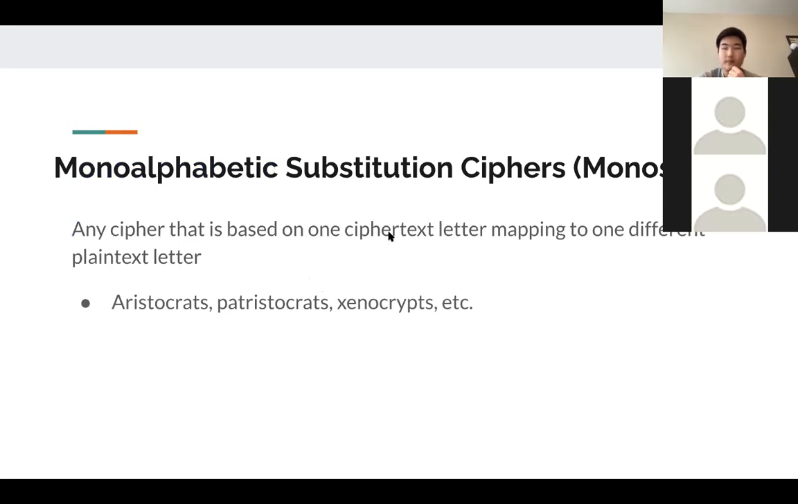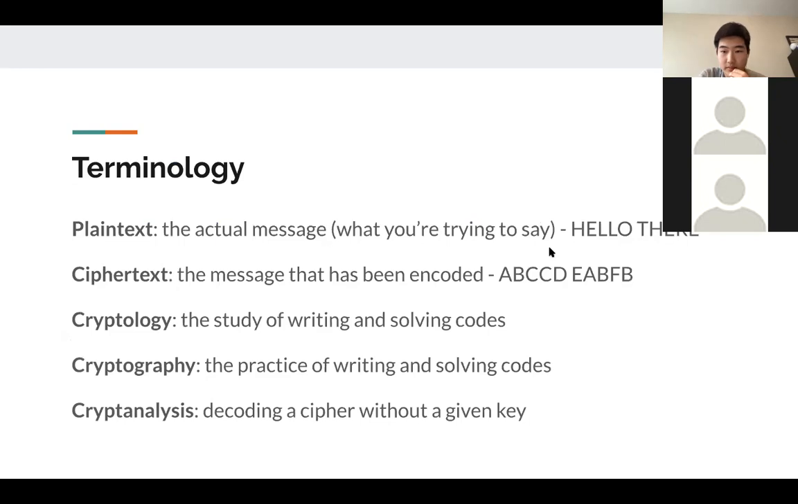Yeah, so there's this big umbrella term. They're called monosubs, for monoalphabetic substitution. And there's multiple kinds of ciphers that encapsulate what a monosub is. But it basically means, if I go back a couple of slides, here, like I said, my example is hello there. A monosub means that you have one specific letter that you're substituting for the real letter in the message.